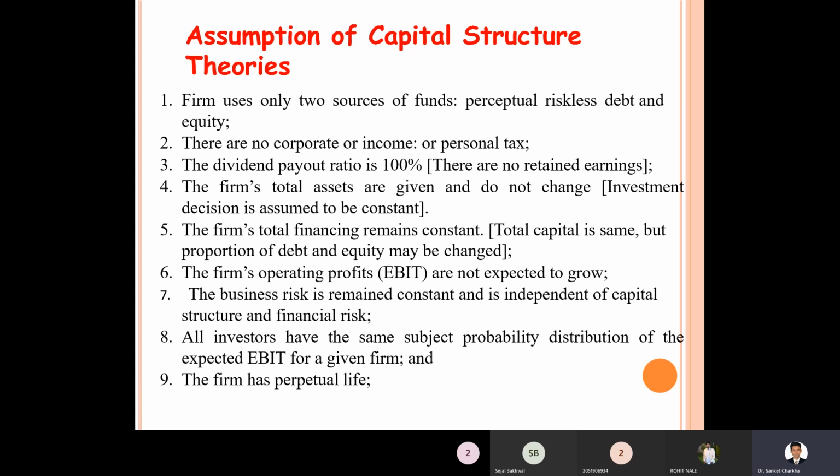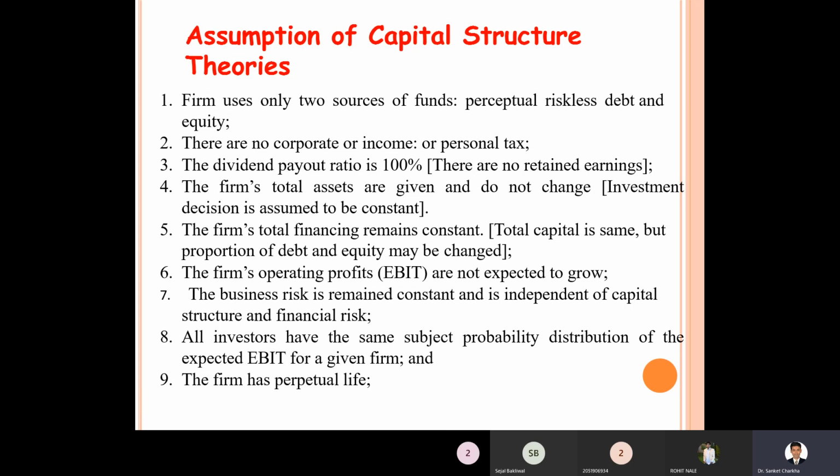The firm's operating profit, that is EBIT, is not expected to grow. So it is always at a stable state, and the operating profits of the firm are not changing. This is another assumption of the capital structure theory. The business risk remains constant and is independent of capital structure and financial risk.